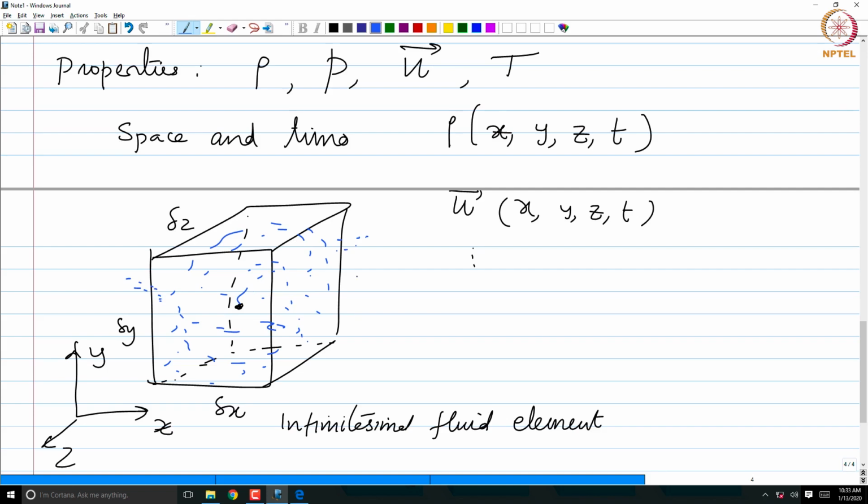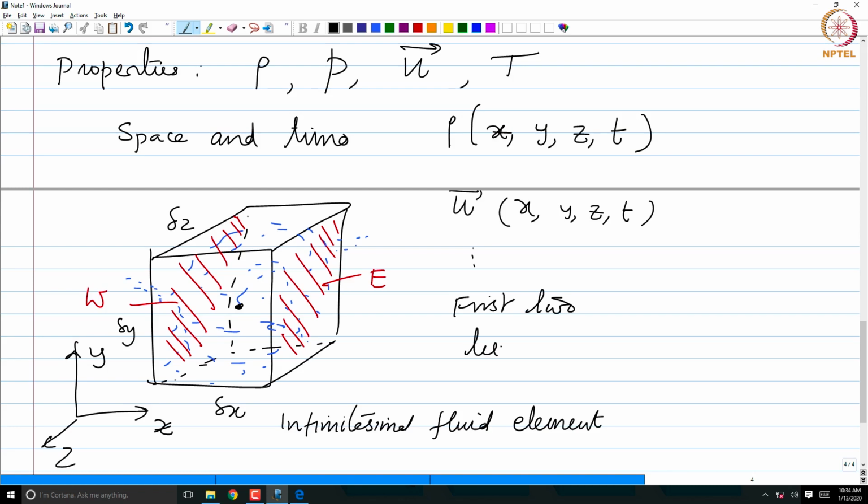Now, but this fluid element is small enough such that the properties of this fluid on the faces, for example, on this face, let's say we call it an east face, or we call this a west face, right? On the faces, we can obtain the properties using just the first two terms of the Taylor series expansion. That is because the fluid element is quite small, okay? So just by using the first two terms of Taylor series, we can obtain the properties on the faces.